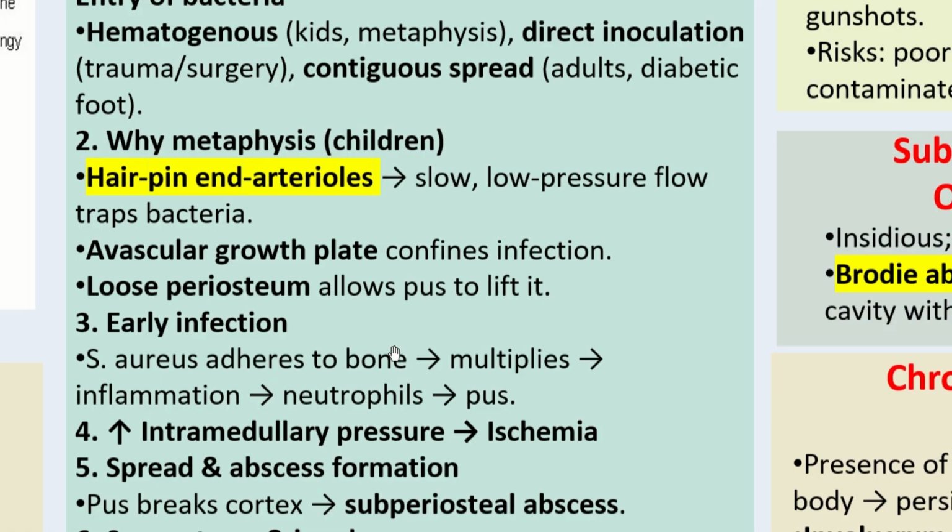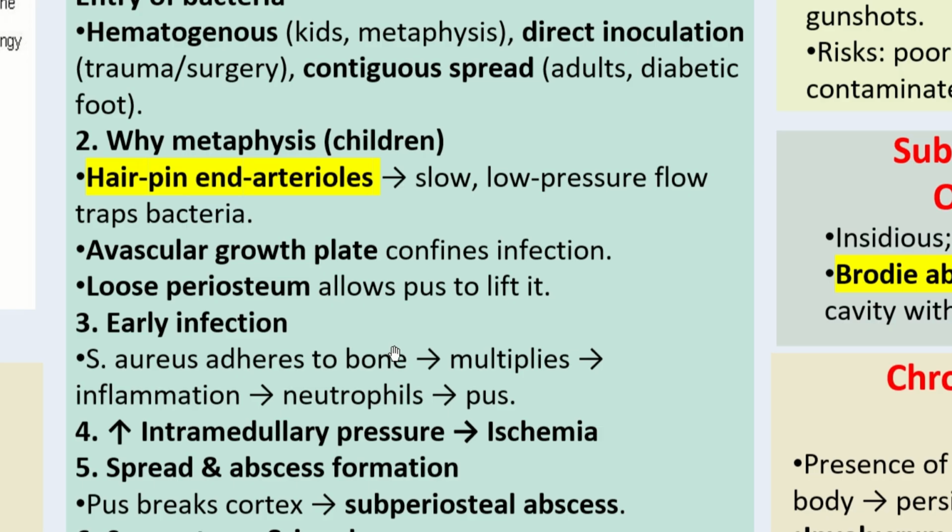So between the metaphysis and the epiphysis, we have the vascular growth plate, and this plate acts as a barrier. It prevents the infection from spreading from the metaphysis upward. And remember, the metaphysis is where most of the time we have the sluggish flow. The growth plate has no blood supply, it's avascular, therefore we cannot have things crossing. Then we also have a loose periosteum around the bone, and this allows pus to lift it.